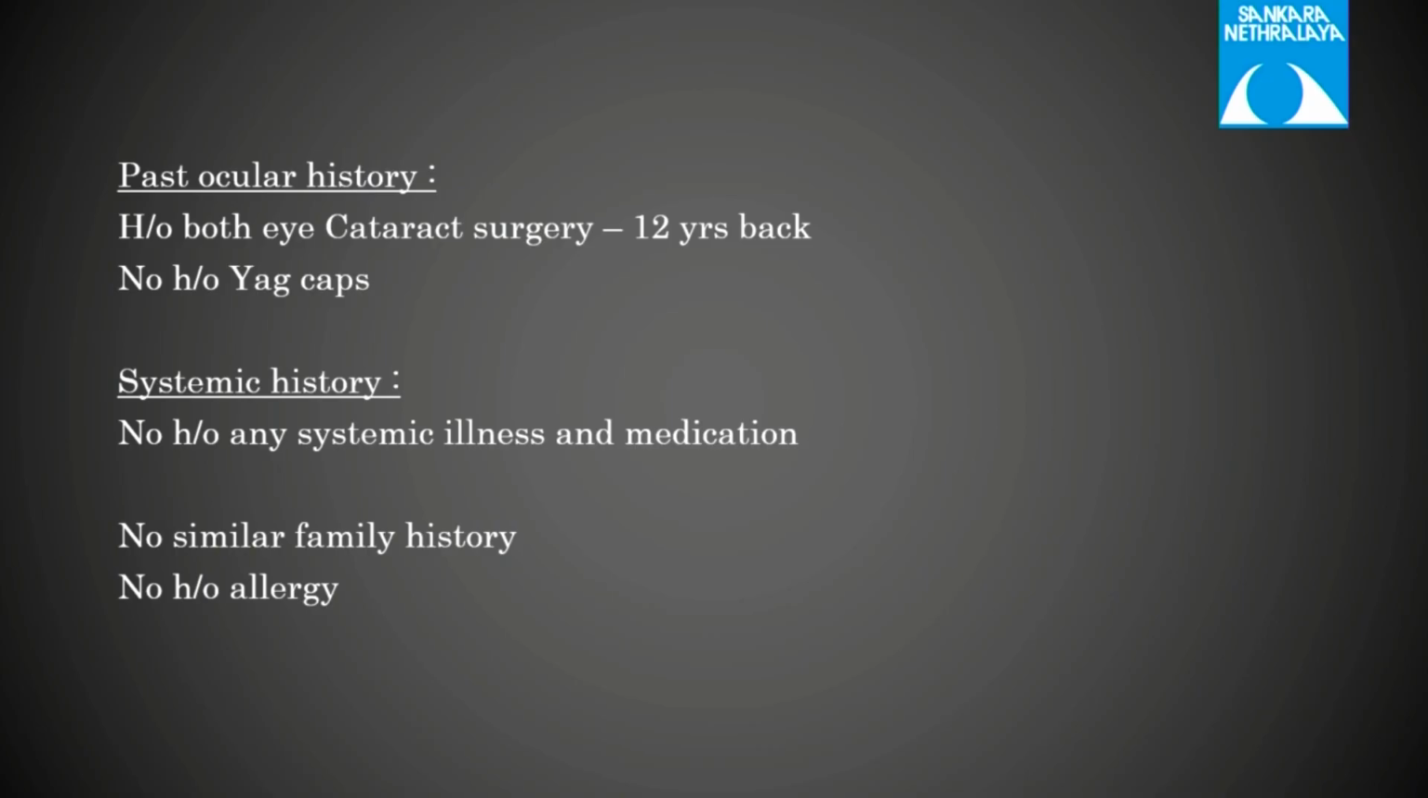Systemic history. One second. So post cataract surgery, you must always mention whether the vision was better or worse even after cataract surgery. That gives an important finding, because the RD may be pre-existing, or the RD would have happened post an eventful cataract surgery. So you must try to differentiate between these two.